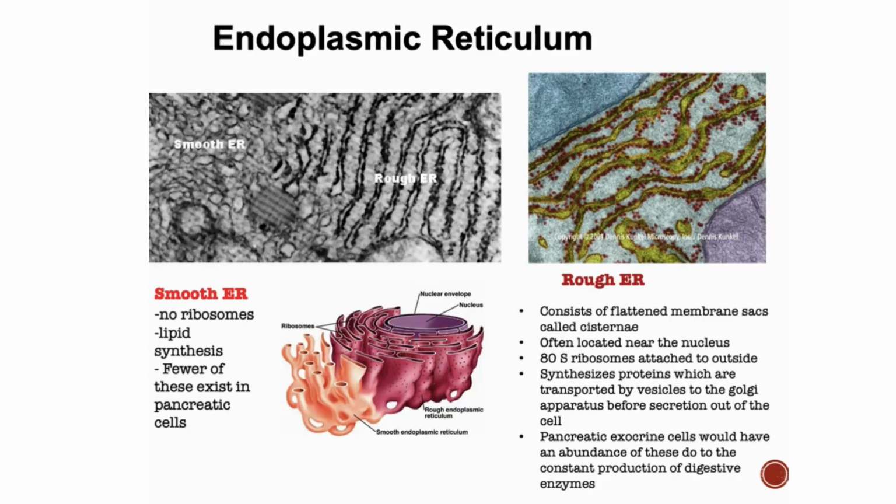The endoplasmic reticulum is divided into two parts: smooth ER and rough ER. The smooth ER has no ribosomes. It synthesizes lipids, for example in pancreatic cells. Rough ER consists of flattened membrane sacs called cisternae, often located near the nucleus. It has 80S ribosomes attached to the outside and synthesizes proteins, which are transported by vesicles to the Golgi apparatus before secretion out of the cell. Pancreatic exocrine cells would have an abundance of these due to constant production of digestive enzymes.